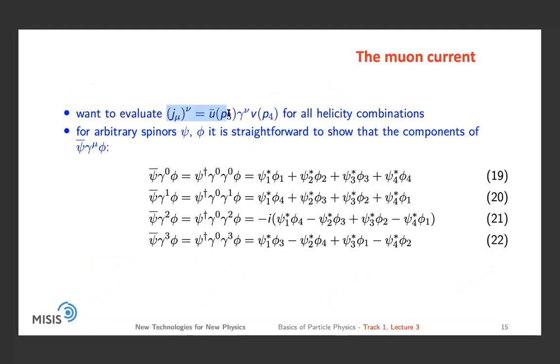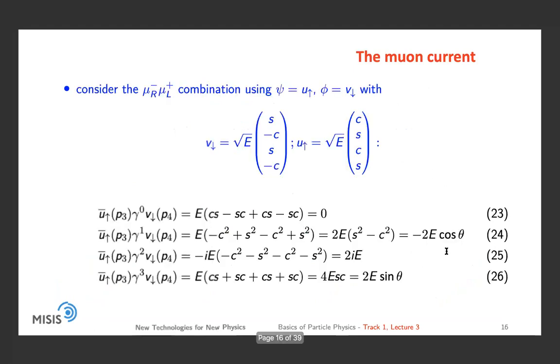So what we want to do is to evaluate this muon current for all helicity combinations. Basically, what we need to do is to take the spinor, how it looks, take the gamma matrices, how they look, and do the multiplication. So this multiplication in elements would look like this. You don't need to repeat it. And then we just take the explicit expression for, for example, mu minus right and mu plus left, using the expression for the spinors which we wrote down previously, and do this computation. So here we'll obtain these four results.